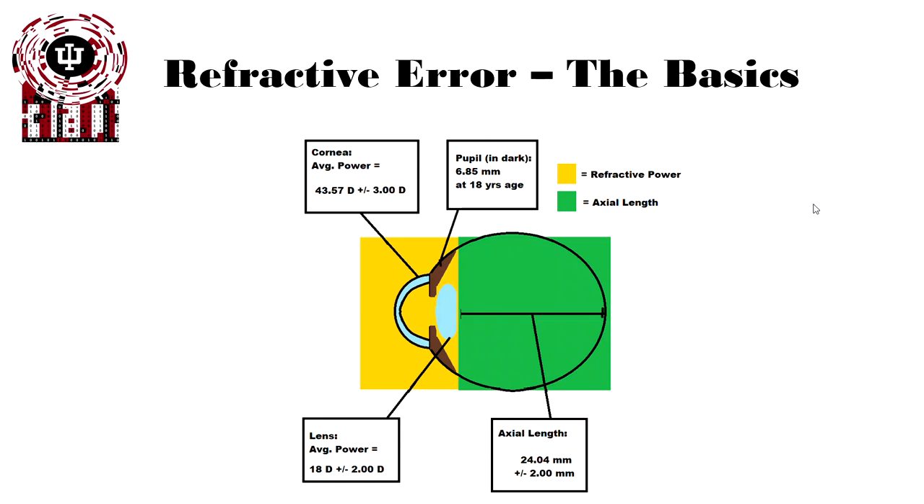And this is to put the focus of the light right on the retina. And that's controlled by the distance, or the axial length, from the lens and the optics to that retina. The average axial length is 24 millimeters plus or minus 2 millimeters.